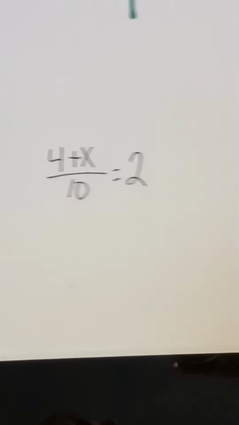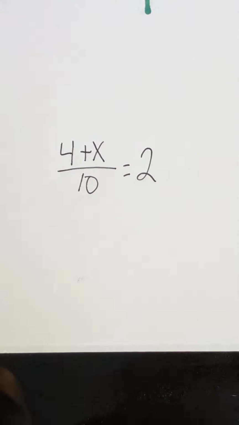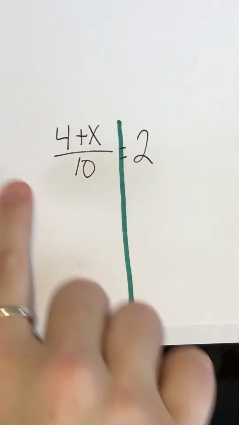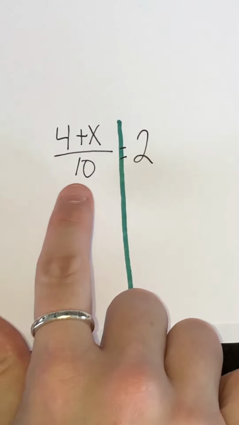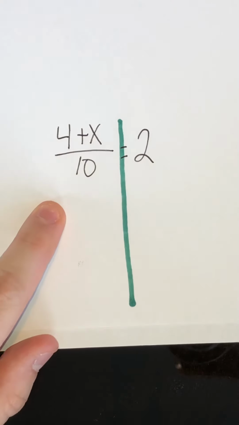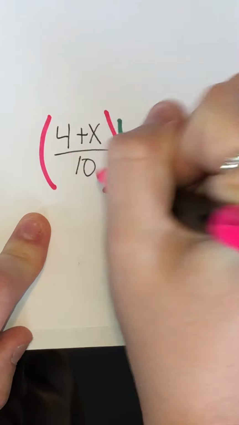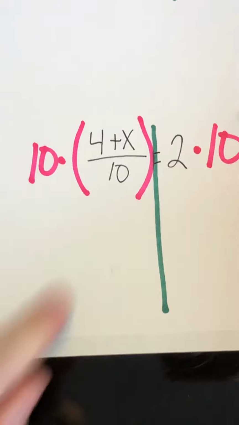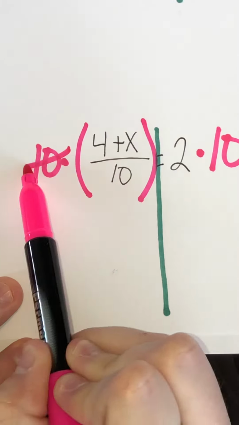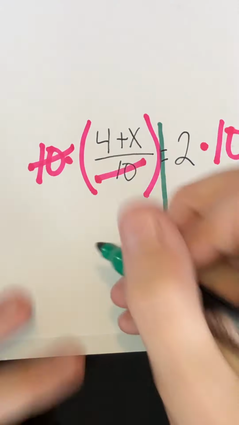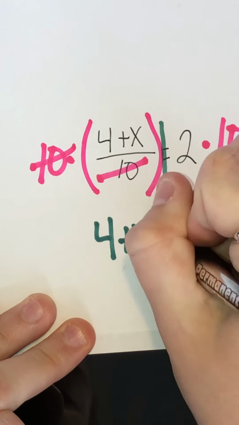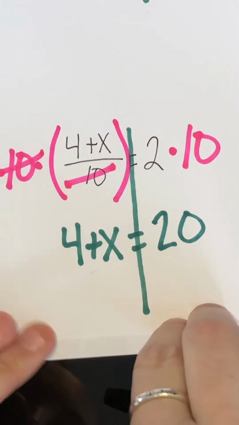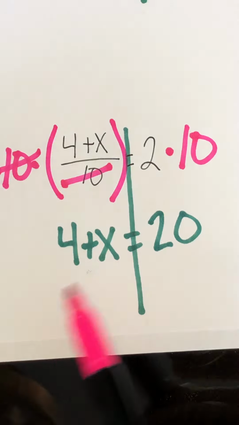All right, I'm gonna show you one more. This one right here, very similar. You're still gonna start with drawing your line. Since everything on this side of the equation is being divided by 10, we're gonna have to multiply everything on this side times 10, and then everything on this side times 10. Multiplying times 10 is going to cancel these out. So I just have 4 plus x equals 2 times 10 is 20. All right, so 4 plus x equals 20.